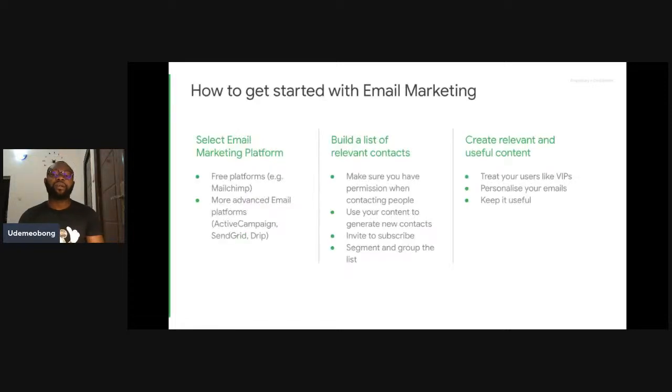So how do you get started with email marketing? There are a lot of email marketing platforms out there, right? So you need to choose which one you want to use. There are free platforms, the likes of MailChimp. You can check out MailChimp, and you can check out more advanced email marketing platforms like ActiveCampaign, SendGrid, Drip, Sendinblue, Aweber. You can check out Constant Contact. There are a lot of them, right? And their services differ based on how much you pay for the subscription.